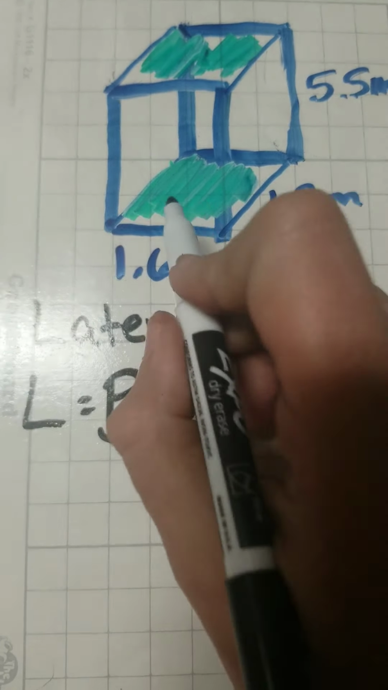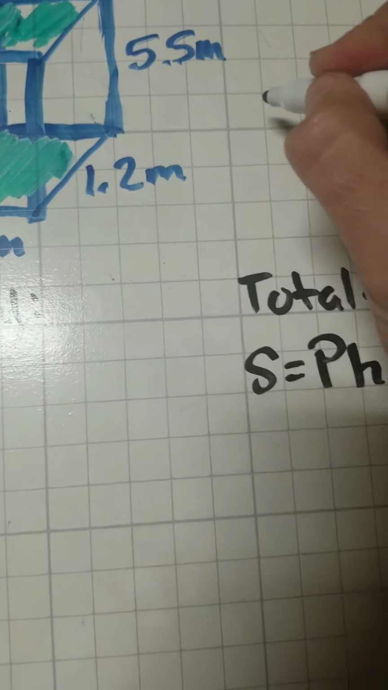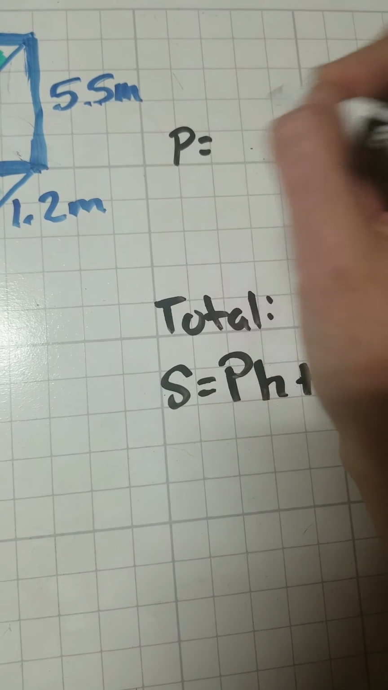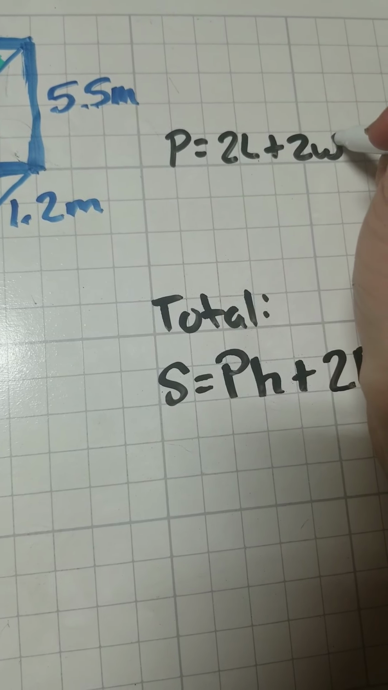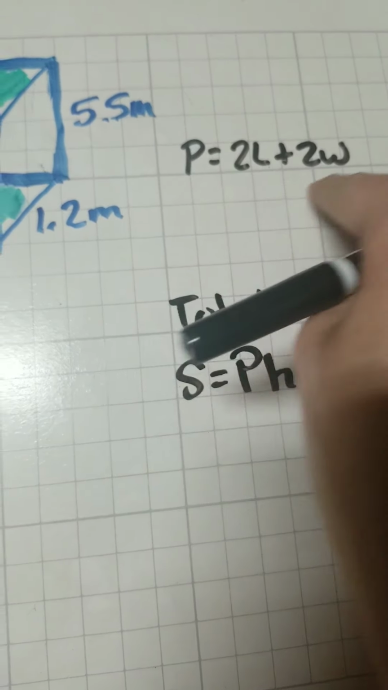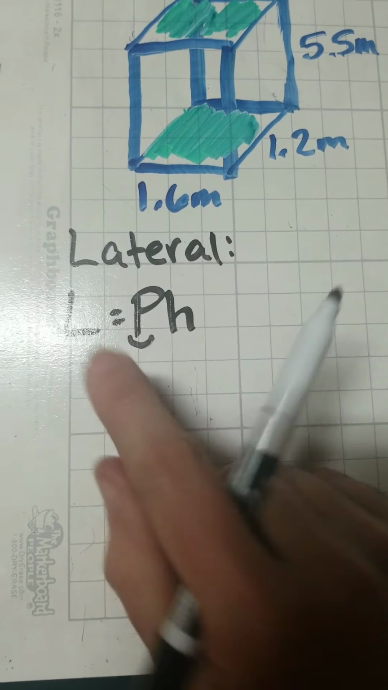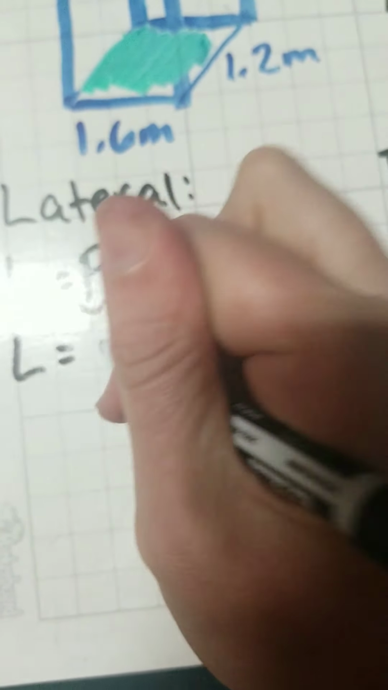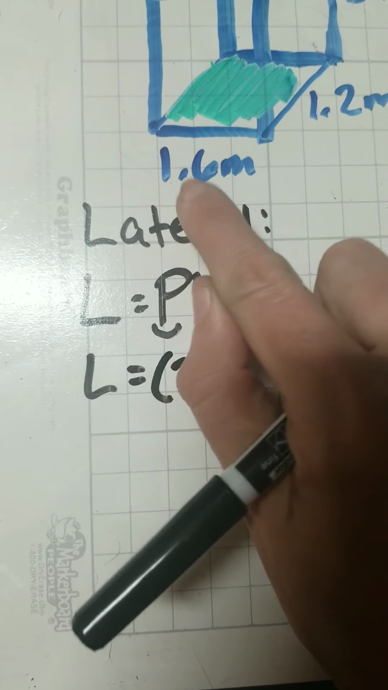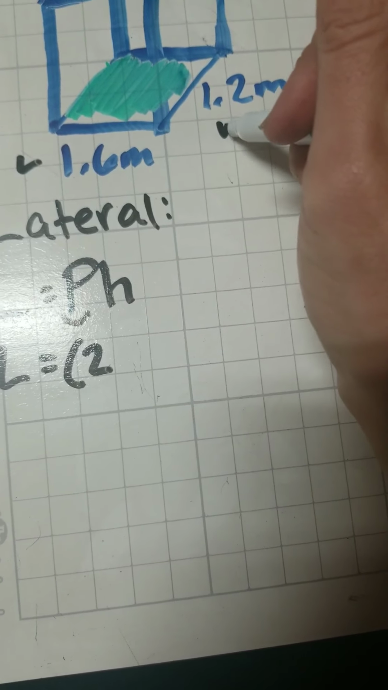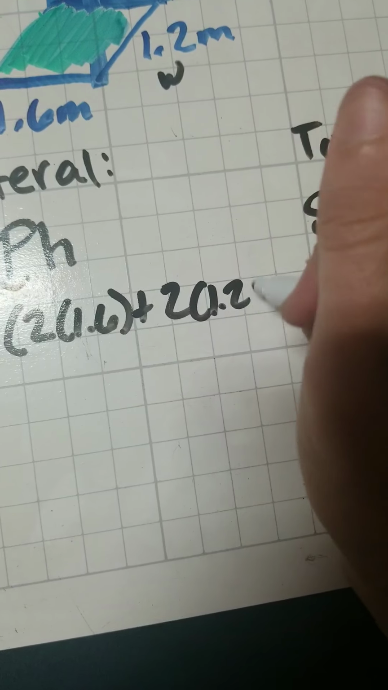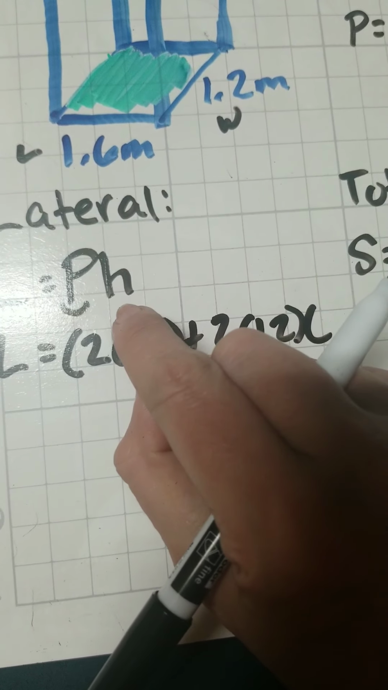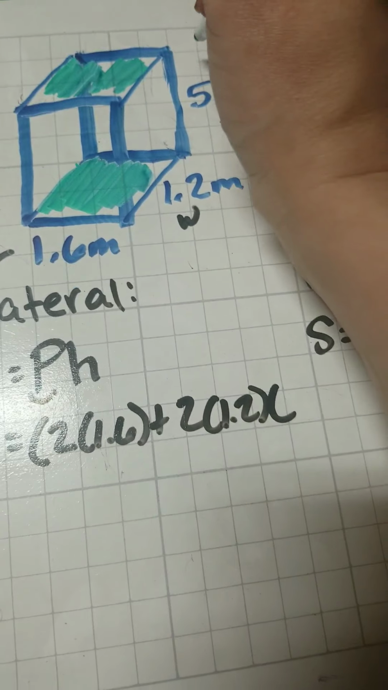And in order to get the perimeter of a rectangle, you learned way back in 5th grade, maybe 4th grade, and definitely 6th grade, that perimeter is twice the length plus twice the width. So I'm going to use this formula right here in place of the P. My lateral surface area is twice the length, so this is my length, and this is my width. So twice the length plus twice the width. And then I'm going to multiply that by the height of the prism, which is 5.5.